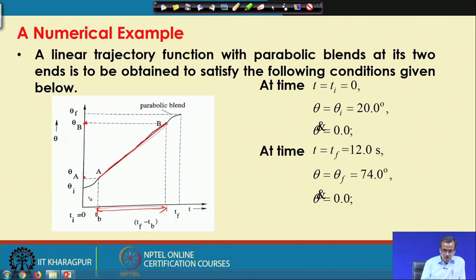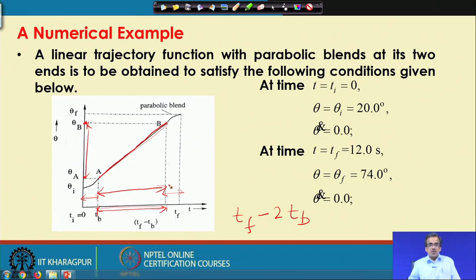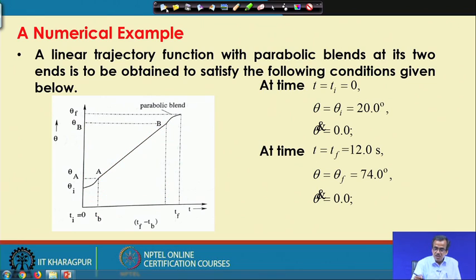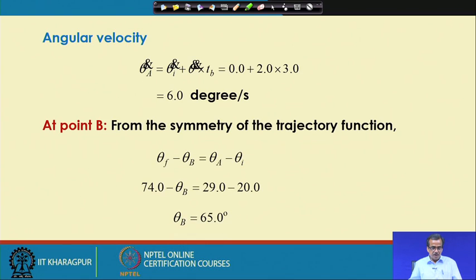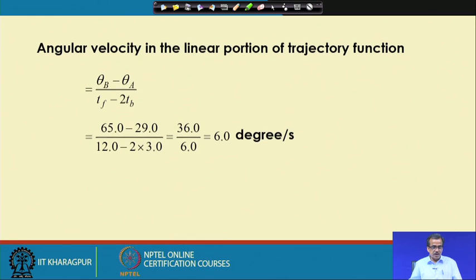It is very simple. This particular part is T b, and this is also T b. So the time is T f, the total time, minus 2 into T b. This is the duration. So I know the change in displacement, and I know the change in time. So very easily I can find out the linear velocity at this particular portion.